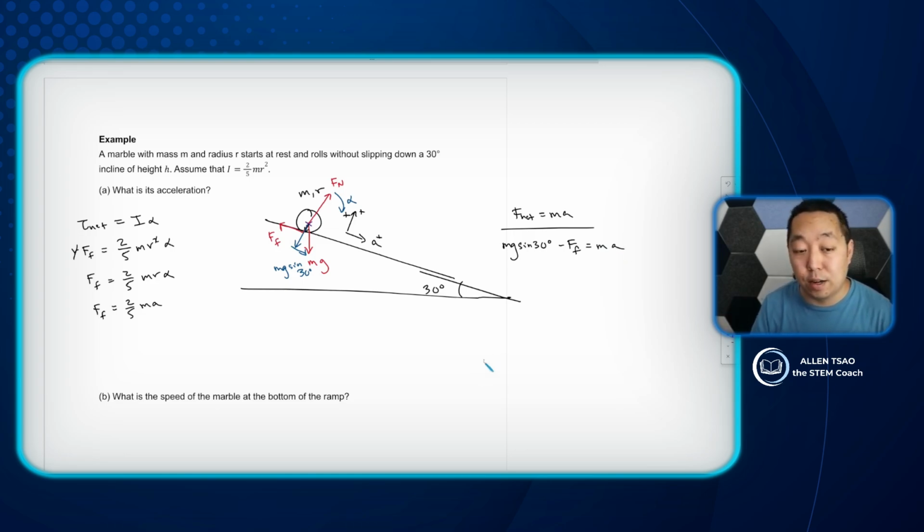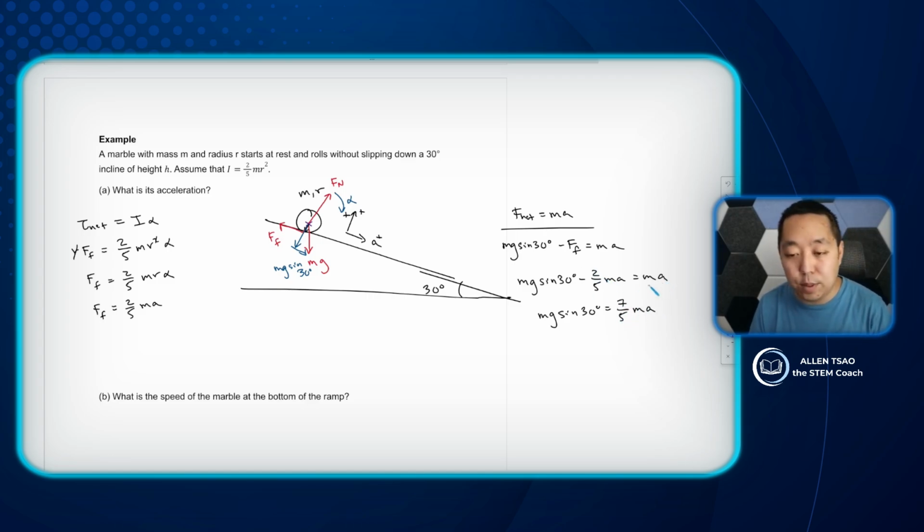This is our unit 2 stuff. Hopefully you should be solid at this point. But now we see that we can use this frictional force to plug in over to here. Minus 2/5 ma is equal to ma. We can add those over. So mg sine 30 degrees is going to equal 2/5 plus 1, which is 7/5 ma, because you have 2/5 ma plus an ma.